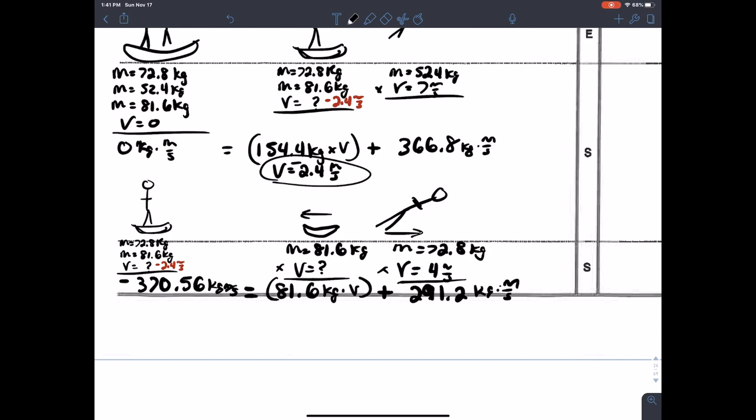We have to rearrange our equation a little bit. Now we have negative 370.6. We need to get rid of that 291 on the other side, so we have to subtract 291.2 from that. Then we have to divide by the boat's mass, 81.6. So the velocity of the boat after, moving even faster to the left, would be a negative 8.1 meters per second. That is what it should be.